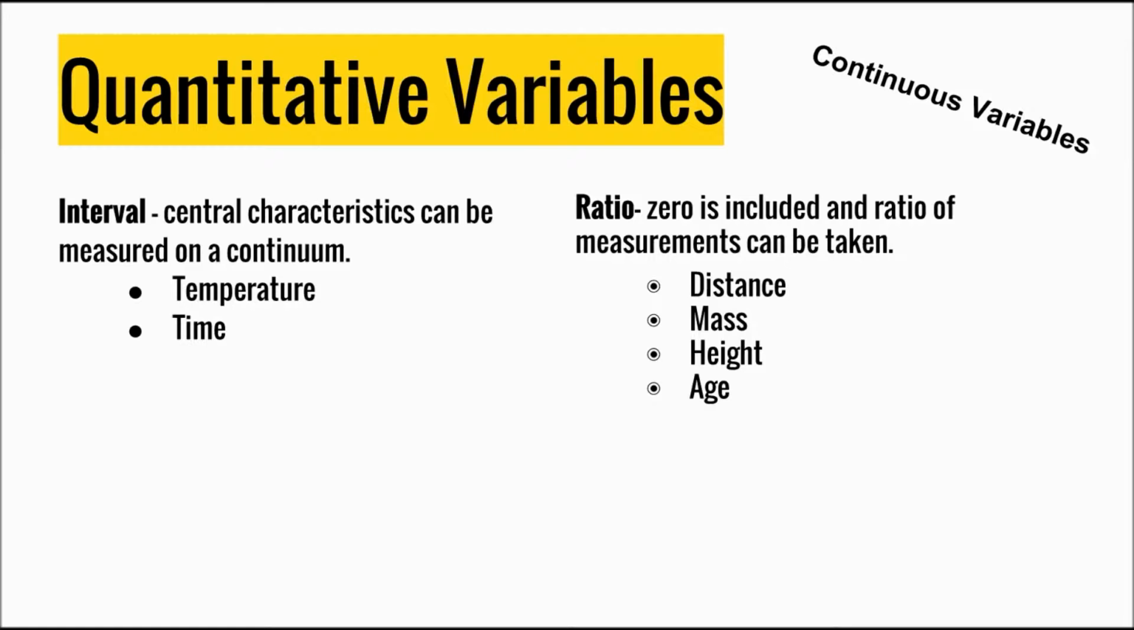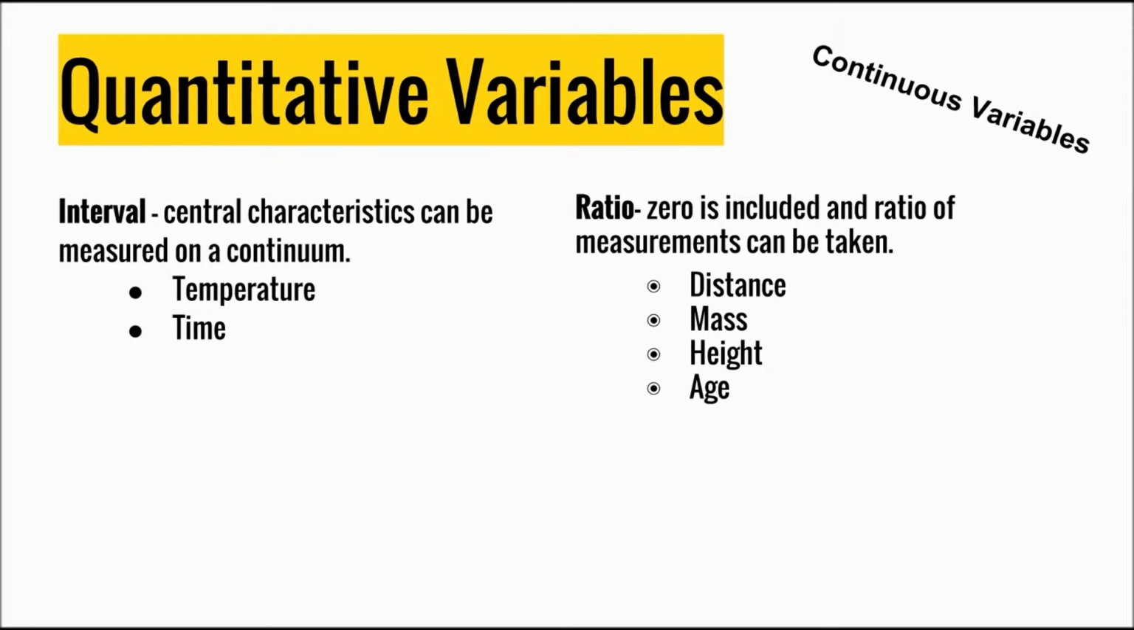So an interval is one classification of a quantitative variable. Central characteristics can be measured on a continuum. So think of temperature. We have temperatures like 32, 32.4, 48, 75. It's all on a continuum. Also, time is another interval, which is a quantitative variable. So those are just some examples. Now let's talk about a ratio.